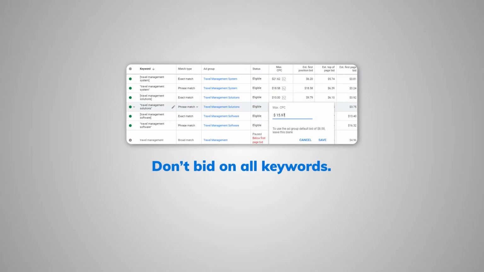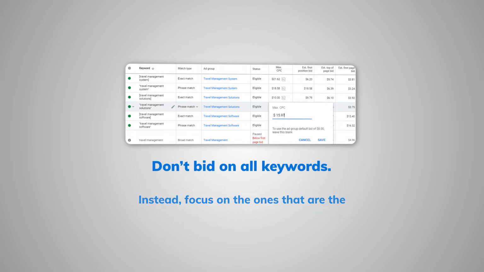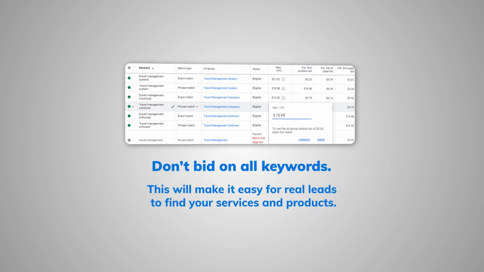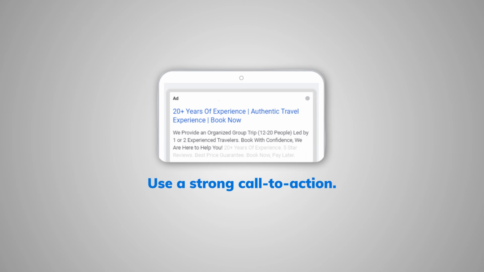Don't bid on all keywords. Instead, focus on the ones that are the most related to your products or services. This will make it easy for real leads to find your services and products. Craft a better headline. Include essential information. Use a strong call to action. When you work on your keywords, headlines, and calls to action, you'll have more compelling PPC ads. Therefore, you'll not need to bombard people with ads, which only deters them. In the end, quality is much more effective than quantity.